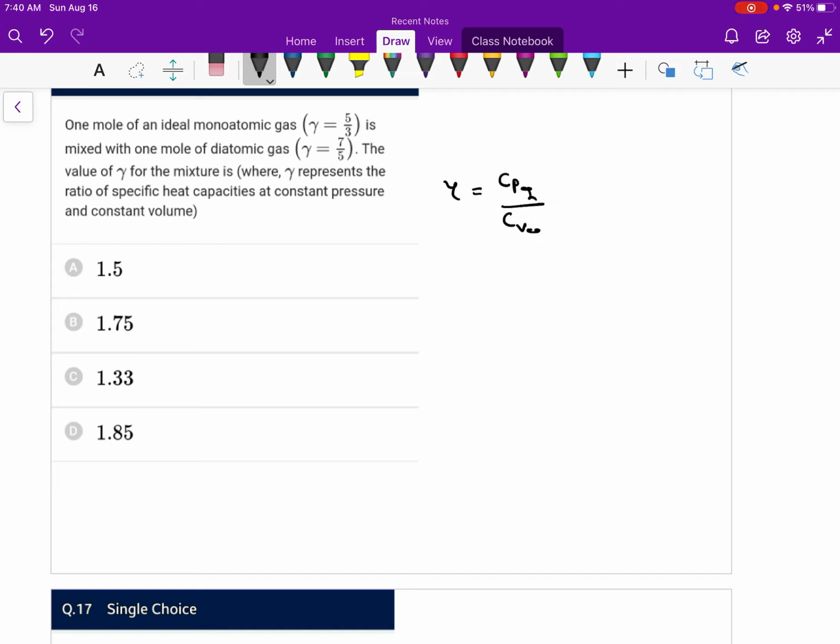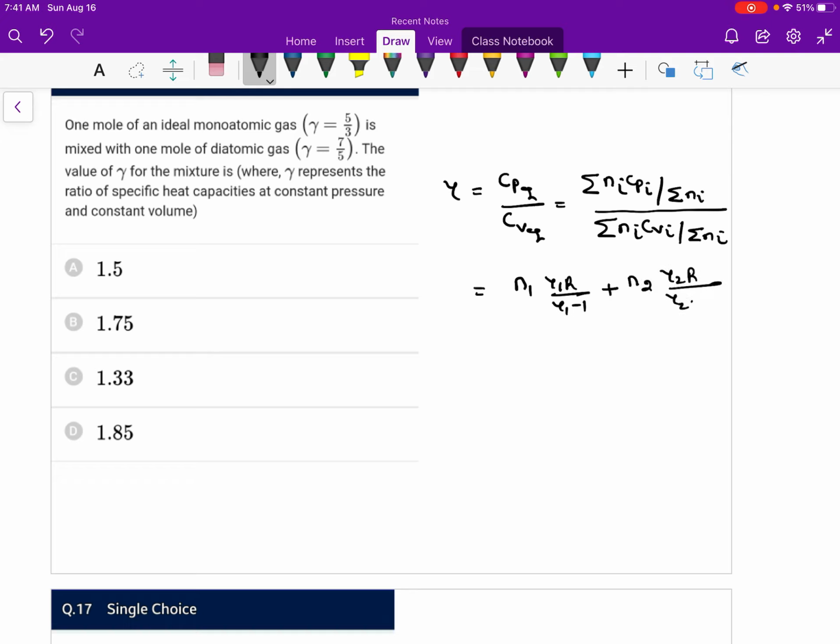Cp equivalent upon Cv equivalent, that is, sigma Ni Cpi upon sigma Ni Cvi. Okay, so that is N1 Cp1, which is gamma 1 R upon gamma 1 minus 1, and N2 Cp2, which is N2 gamma 2 R upon gamma 2 minus 1, N1 Cv1, which is R upon gamma 1 minus 1, and N2 Cv2, which is R upon gamma 2 minus 1. Since N1 and N2 are equal, now let's take LCM.